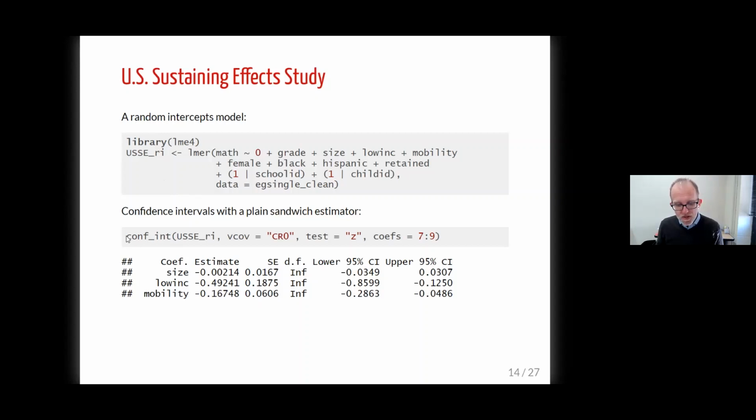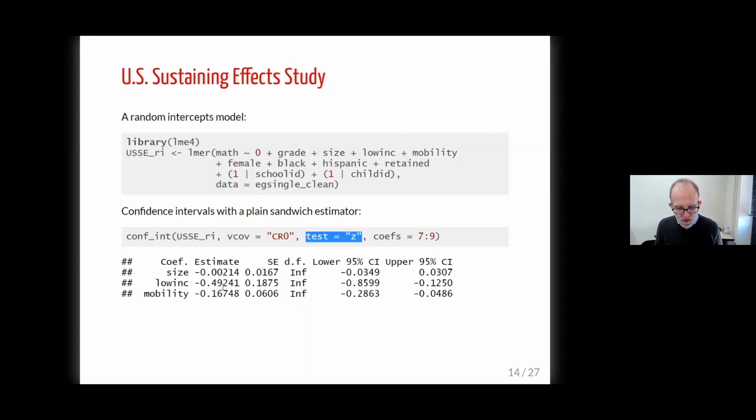So here I'm using the conf_int function, which works very similarly to the coef_test function. You feed in the fitted model, in this case a multi-level model, and specify the robust variance covariance matrix. Here I'm using a shortcut where instead of estimating the variance covariance matrix and then feeding it into this argument, I'm just saying which type of variance covariance matrix I want. CR0 is the plain bologna sandwich estimator. Test equals Z is the large sample Z test. Then the function will give us confidence intervals for each of the regression coefficients that we're interested in.